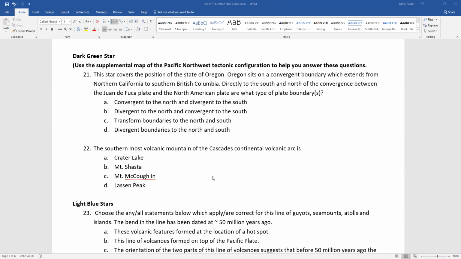Okay, so are they the same? Are they divergent boundaries both to the north and the south? Or are they transform boundaries to the north and the south? Or do we have divergent to the north and convergent to the south, or convergent to the north and divergent to the south? So let's go out and take a look at that supplemental map.